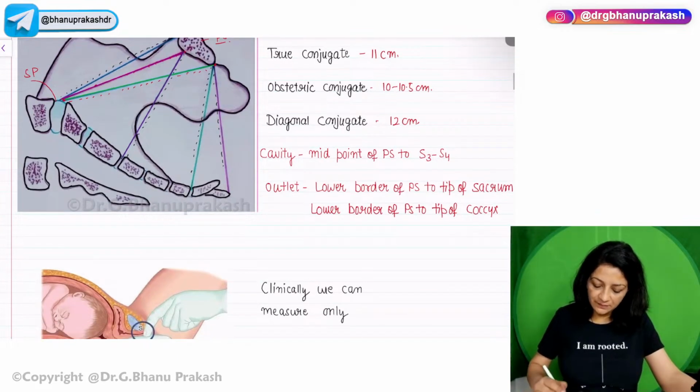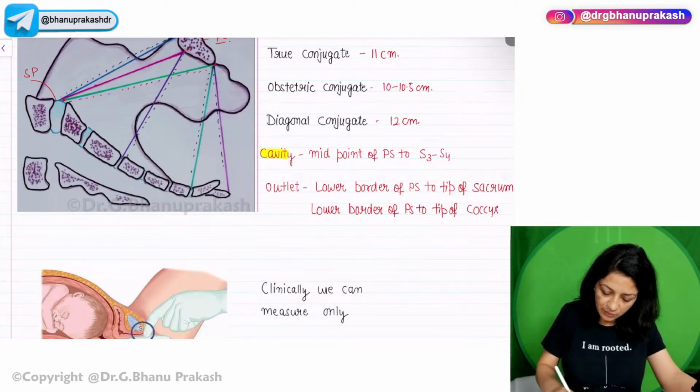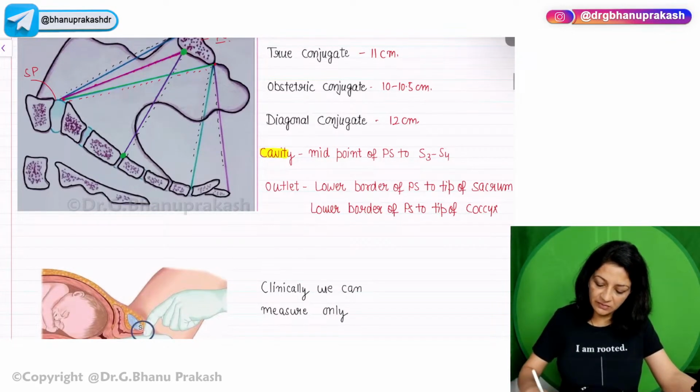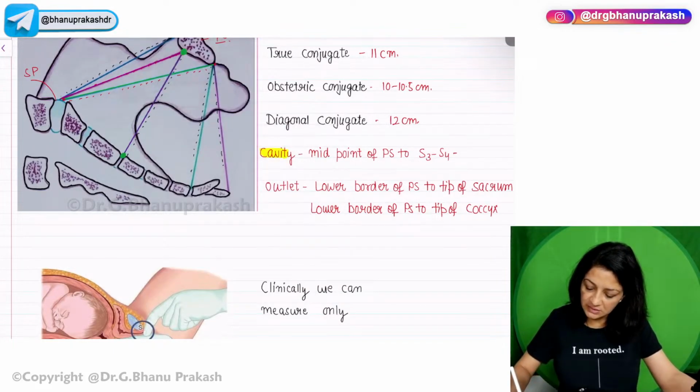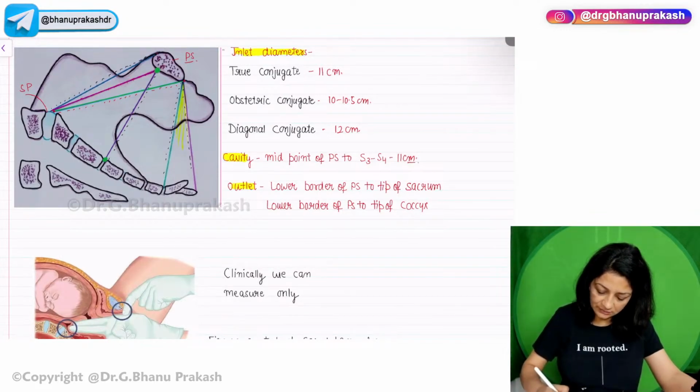Next one is cavity. Cavity diameter means midpoint of the pubic symphysis to sacrum 3 and 4. So ये diameter कितना रहेगा हमारे पास 11 centimeters. And the outlet, so this one is the outlet. This part is the outlet.